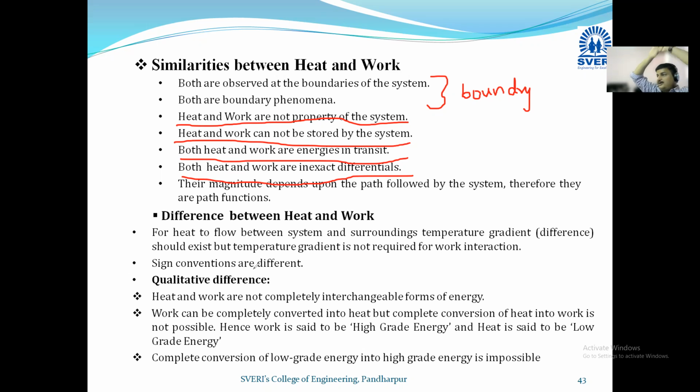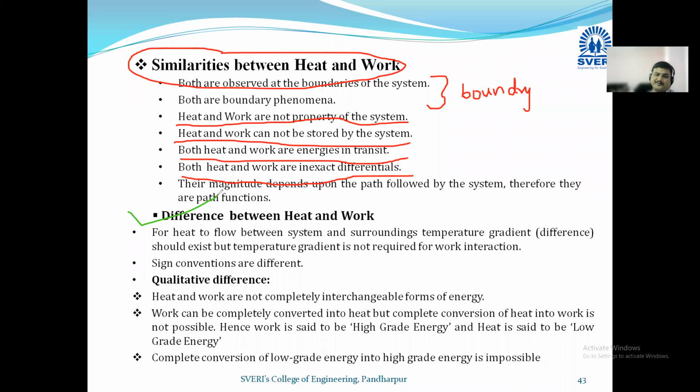Okay, so it is totally dependent on the path. Heat and work are path functions. Okay, path function. So similarities between heat and work we have covered now. Let us move towards the next point, differences between heat and work. What is the difference between heat and work?